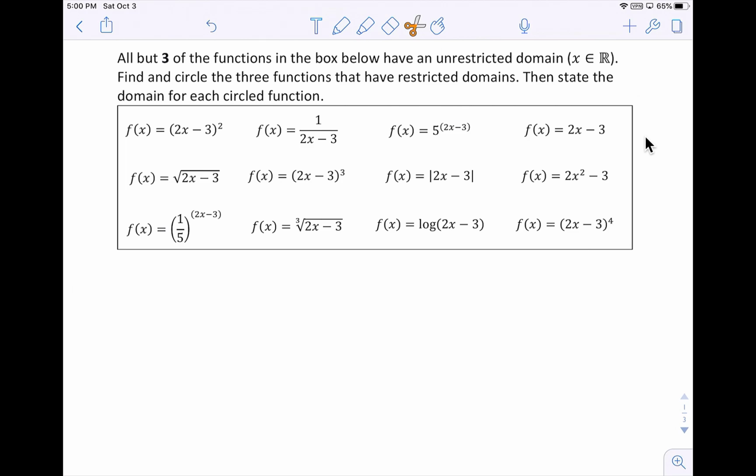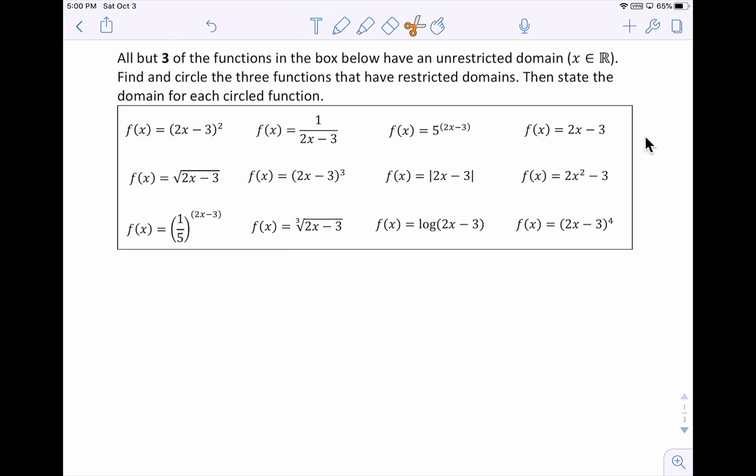But for right now, all I'd like you to do is take a look at all the functions in this box and circle or highlight the functions that do not have unrestricted domains. Actually, I give you a little hint at the top here. All but 3 of them have unrestricted domains. Your job is to try to find the 3 that have restrictions.